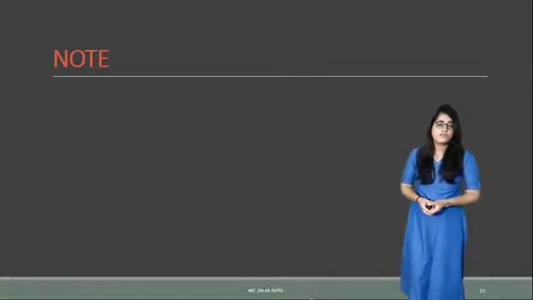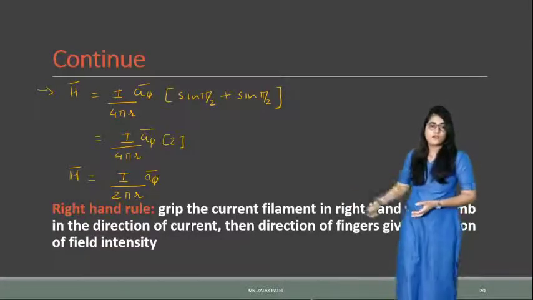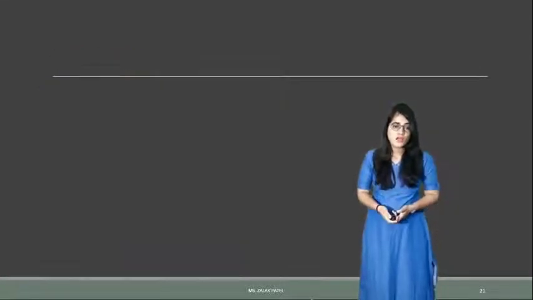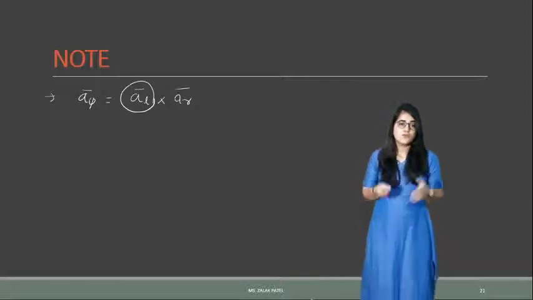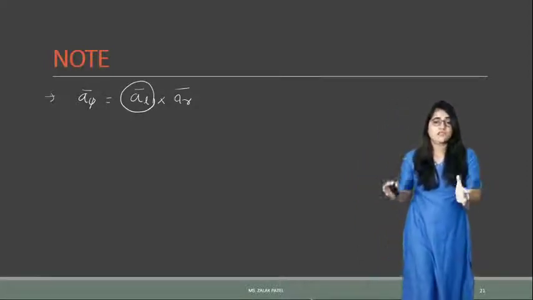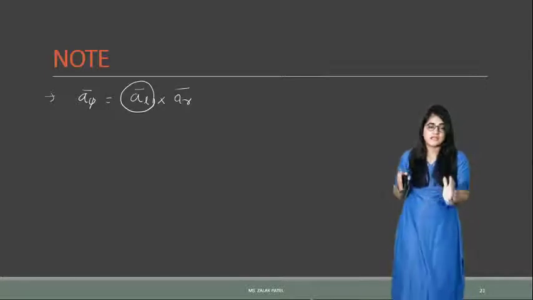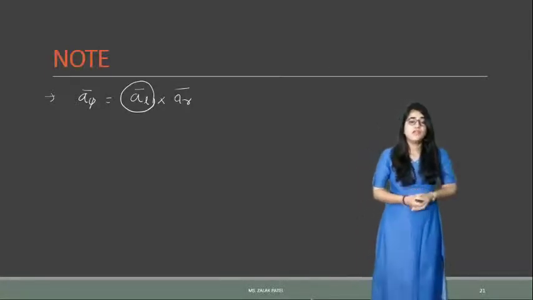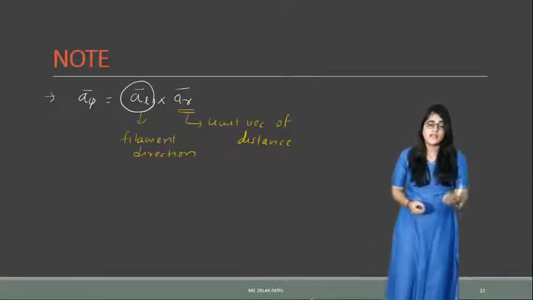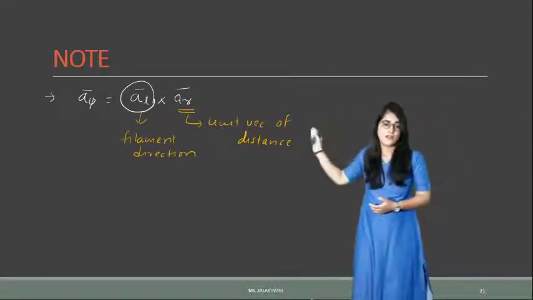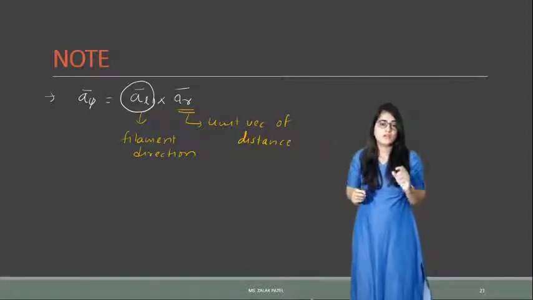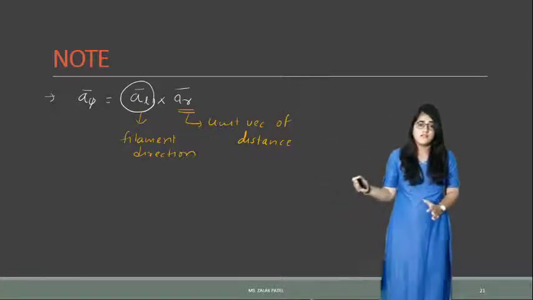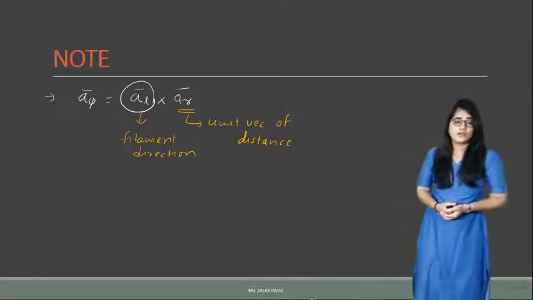Now for the example purpose, you first have to solve this aφ value. Now, how can you solve this aφ? aφ is basically the cross product of two terms, that is aL cross aR, where aL is the filament direction. Means if you have the direction of the filament, then you have to do the cross product with the unit vector of the distance.